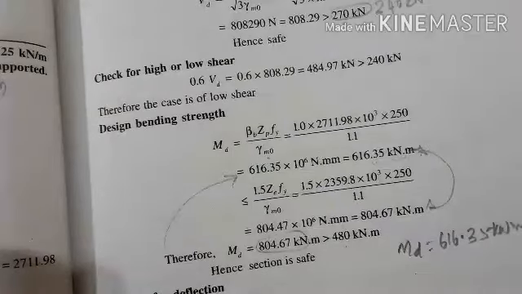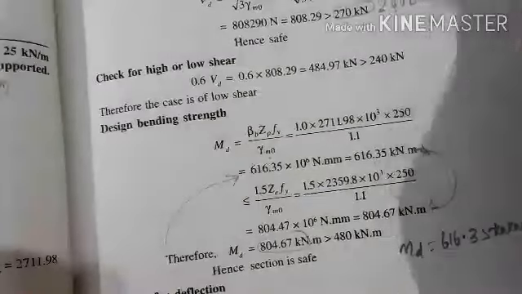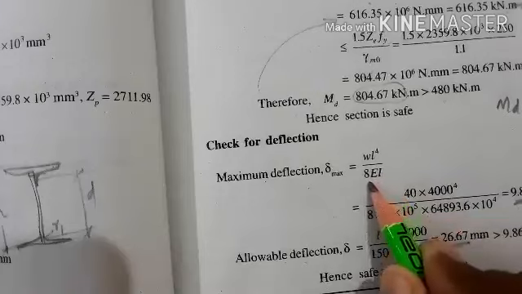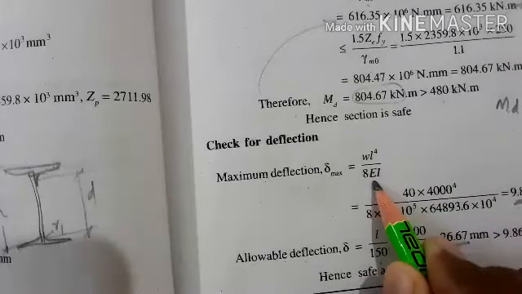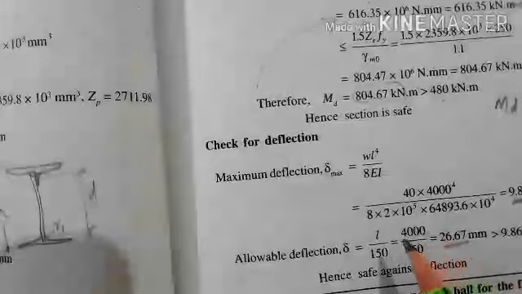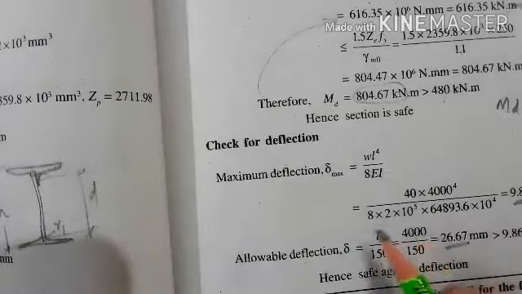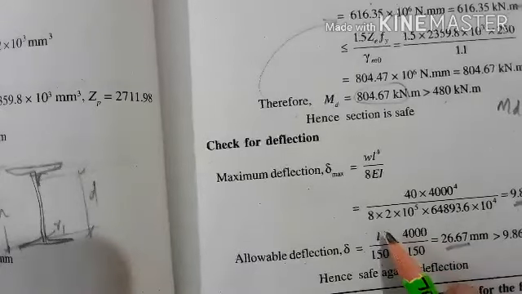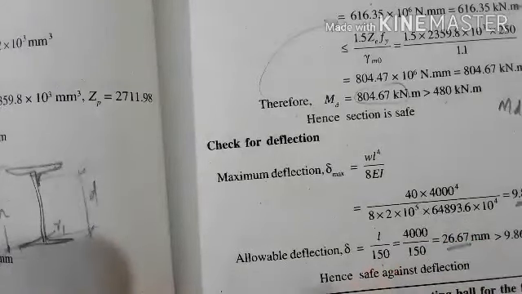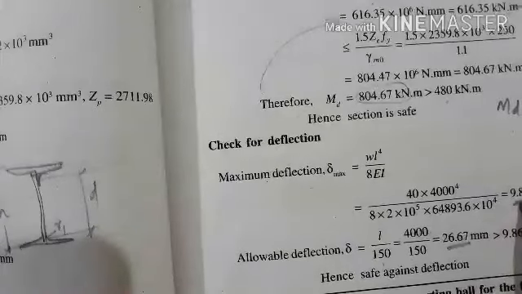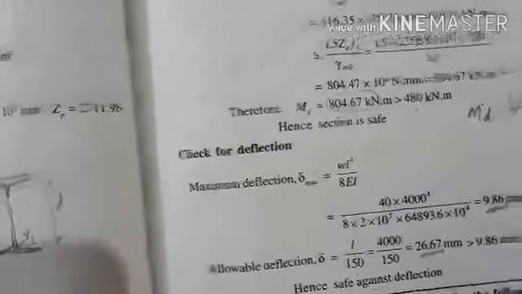Also do the check for deflection. Then the maximum deflection for the cantilever carrying UDL will be delta max. Delta max will be WL raised to 4 by 8EI, where EI is the flexural rigidity. Substitute the value of E here, that is 2 into 10 raised to 5. W, as we know, is the working load to be taken. Then I we have taken from the steel table. Then we get the maximum deflection as 9.86 millimeter.